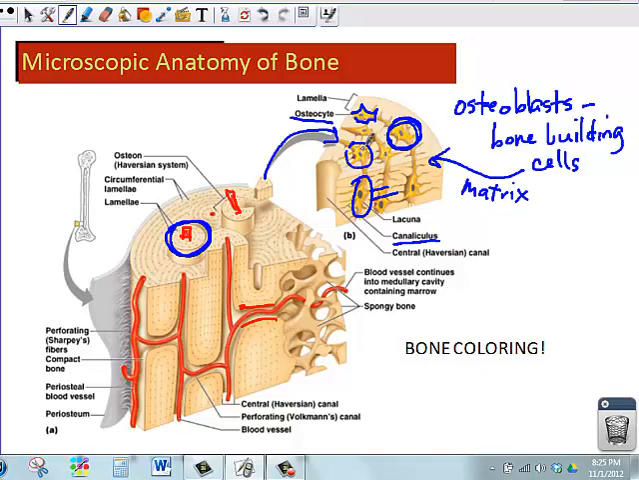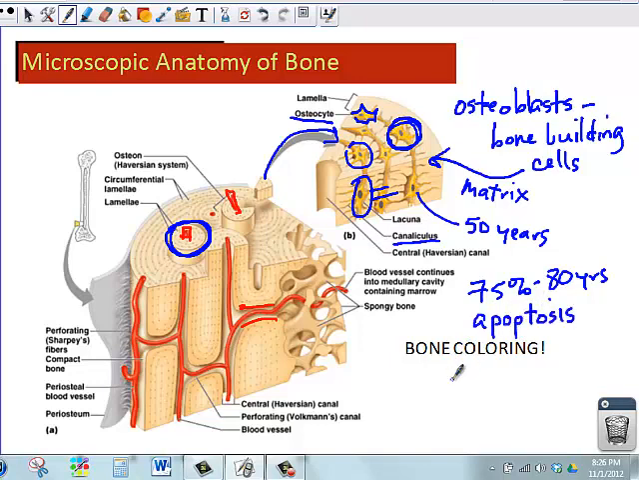What's fascinating is that some of these osteocytes will live with you your whole life. An average lifespan for each of these little cells is about 50 years. When you get older, the rate of their death increases. About 75% of the osteocytes are dead in 80-year-olds. Their death is associated with a programmed self-suicide called apoptosis. This is one of the reasons that osteoporosis is prevalent in older people.